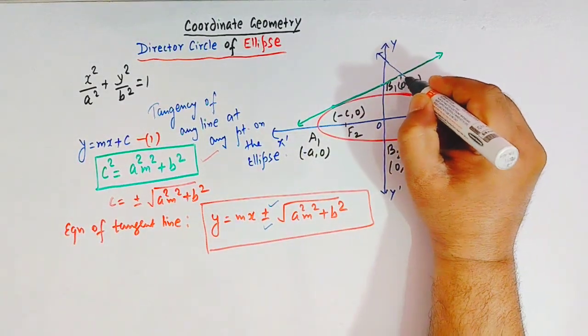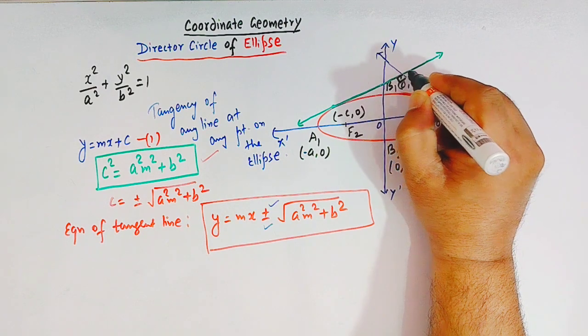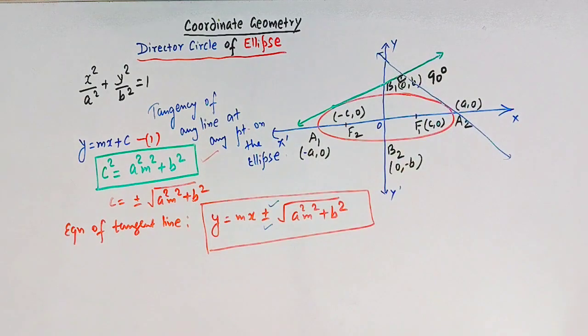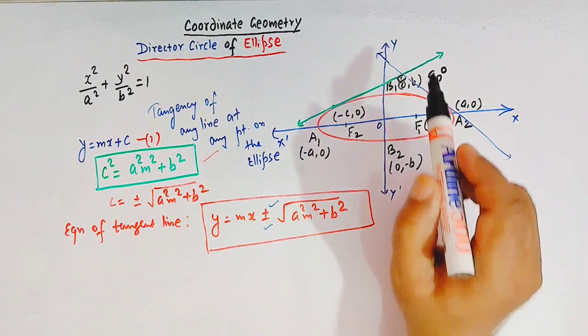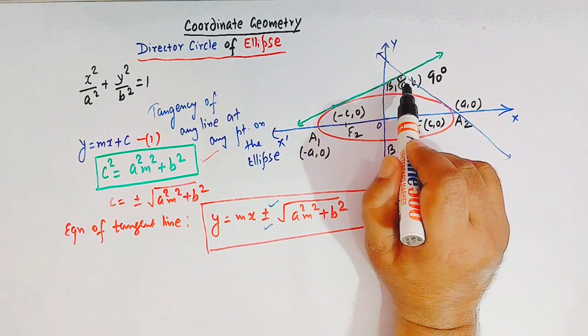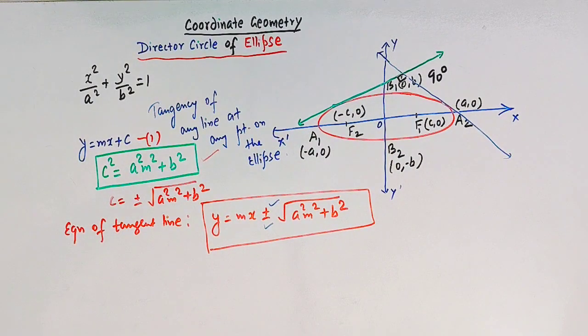Now suppose these two tangent lines intersect at 90 degrees. So this angle is 90 degrees. So what is a director circle? The director circle is the locus of the points of intersection of tangent lines which intersect at 90 degrees.